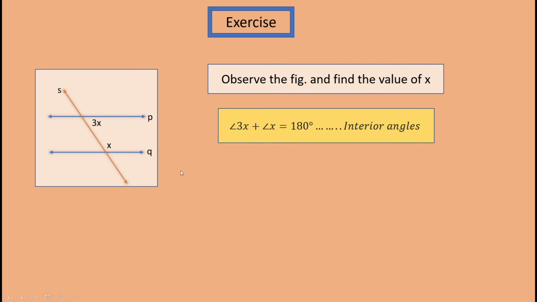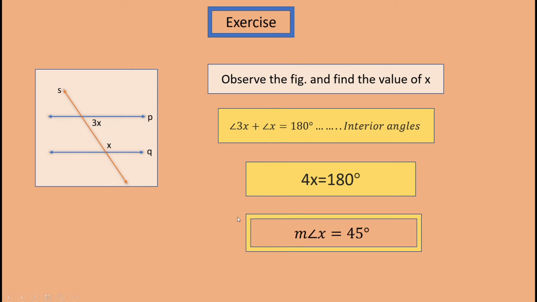Interior angles. And by adding these x terms, we can write down another equation, 4x is equal to 180 degree, and by doing the calculation we can find out the value of measure of angle x is equal to 180 divided by 4, that is equal to 45 degree. So this is our first answer, measure of angle x is equal to 45 degree, and which property is used here? Interior angles are supplementary. This is our first example.